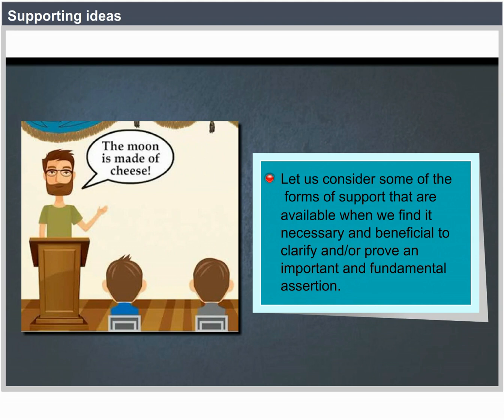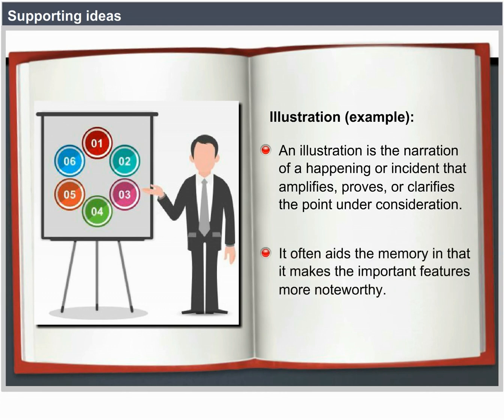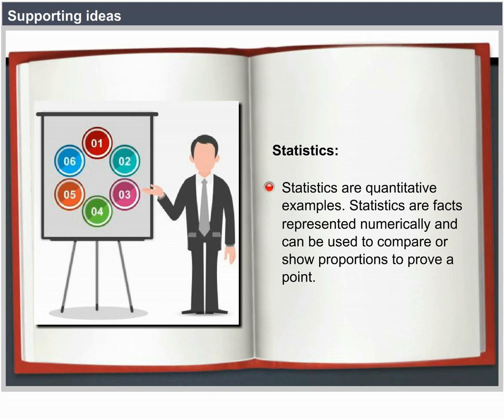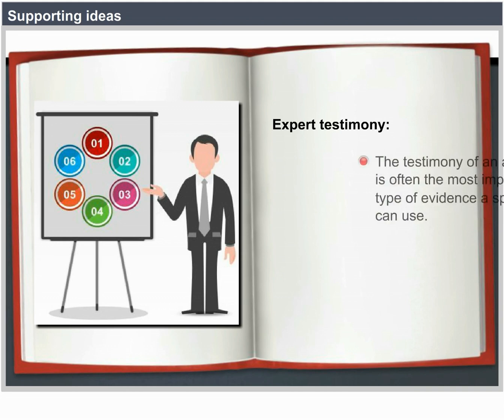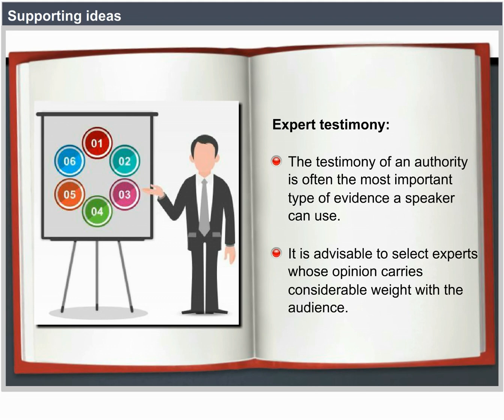Illustration. Example. An illustration is the narration of a happening or incident that amplifies, proves, or clarifies the point under consideration. It often aids the memory in that it makes the important features more noteworthy. Statistics. Statistics are quantitative examples. Statistics are facts represented numerically and can be used to compare or show proportions to prove a point. Expert testimony. The testimony of an authority is often the most important type of evidence a speaker can use. It is advisable to select experts whose opinion carries considerable weight with the audience.